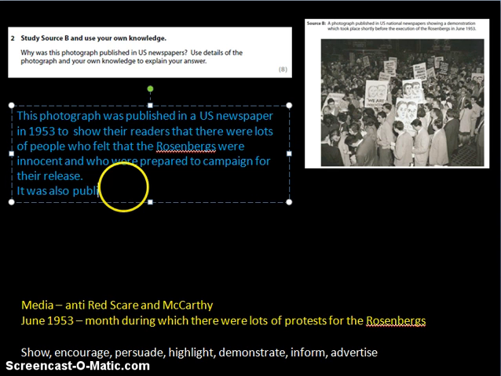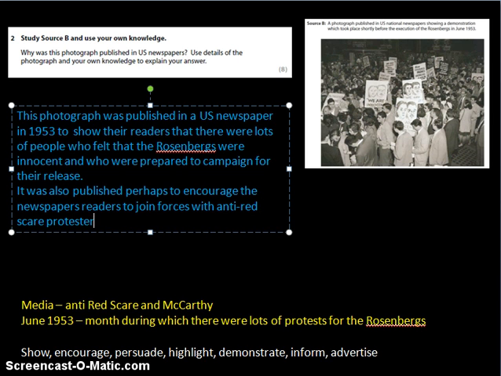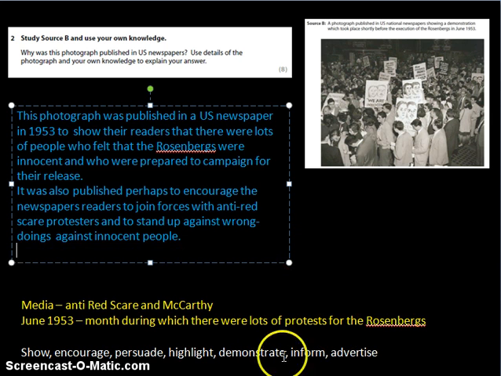It was also published perhaps to encourage the newspaper's readers to join forces with anti-Red Scare protesters and to stand up against wrongdoings against innocent people. Let's go to another.